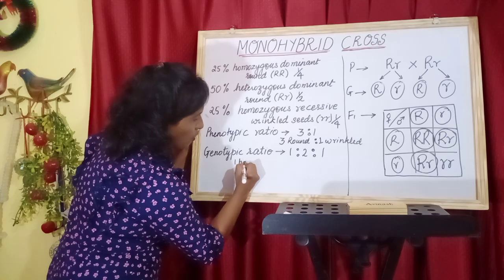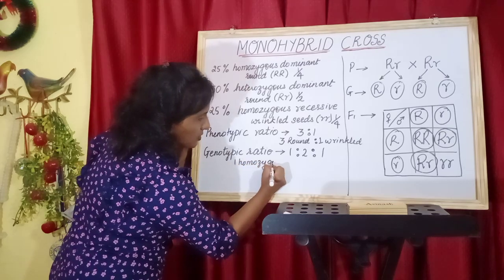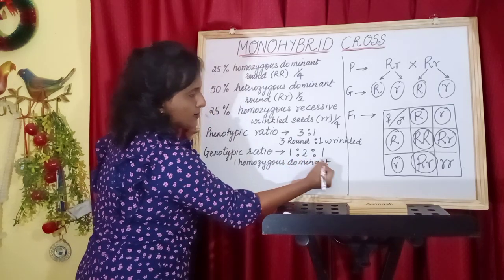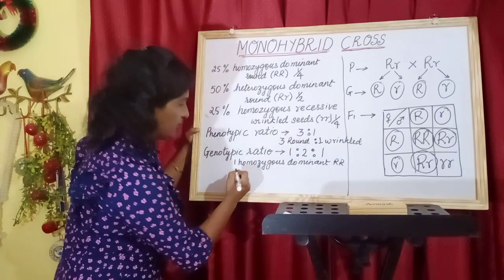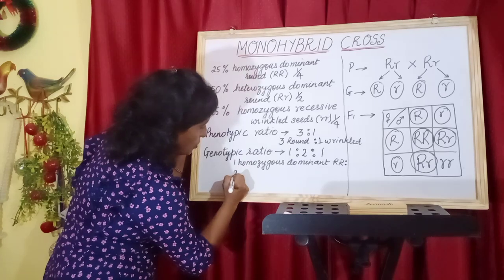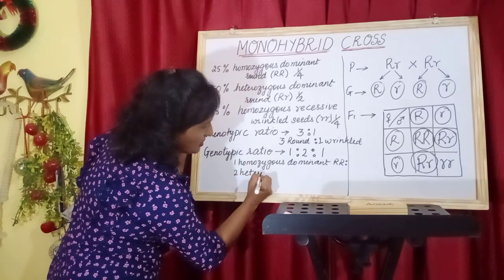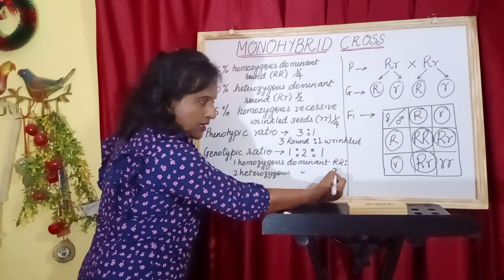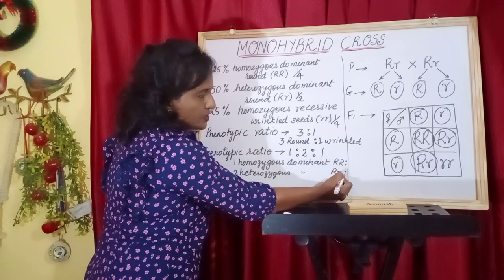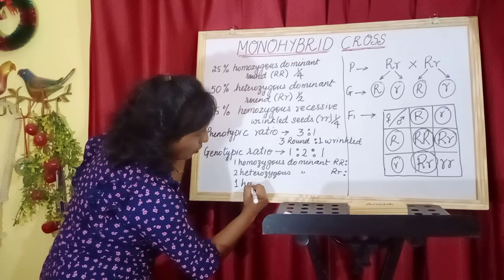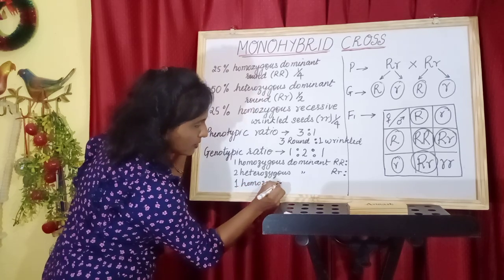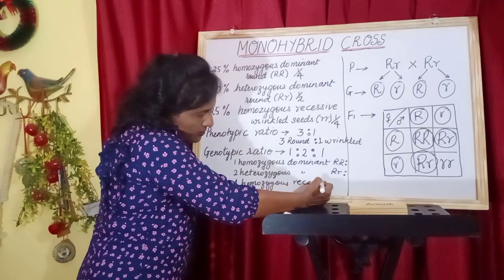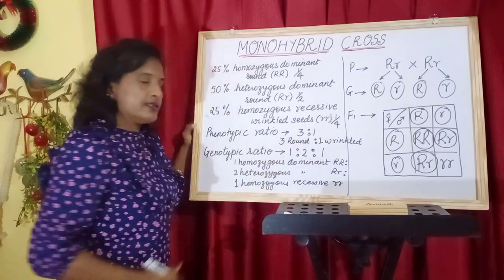One homozygous dominant, capital R, is to two heterozygous dominant, capital R, small r, is to one homozygous recessive, that is small r, small r.